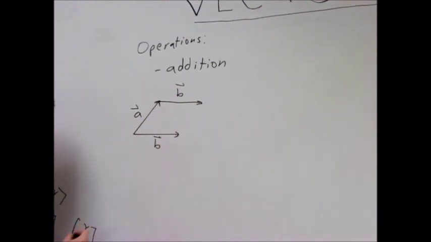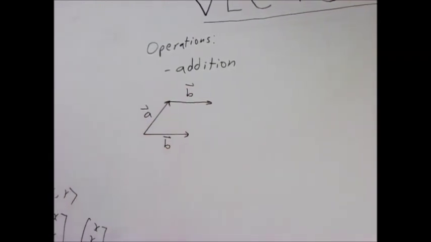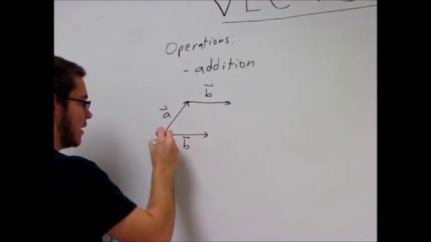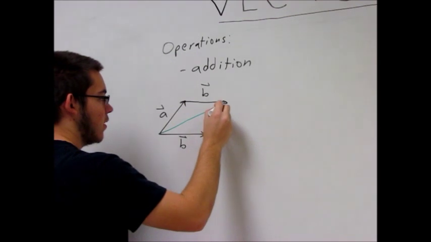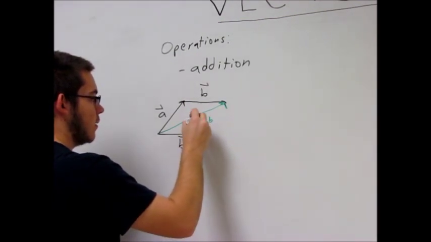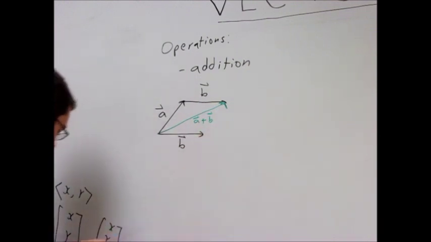Then you have a new vector by connecting the starting point of A to the end point of B, and this is A plus B.